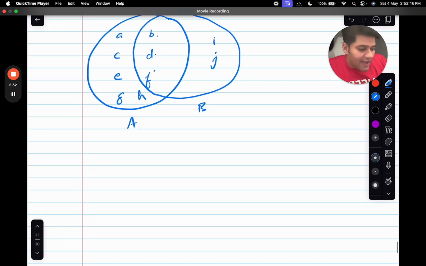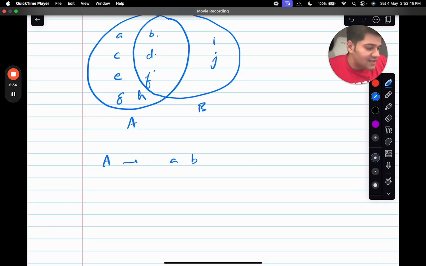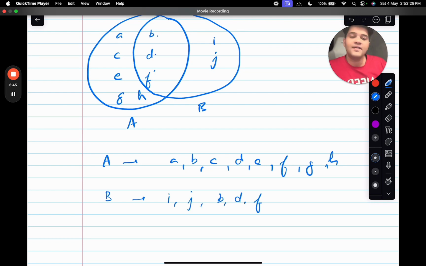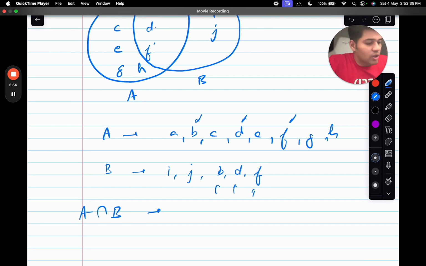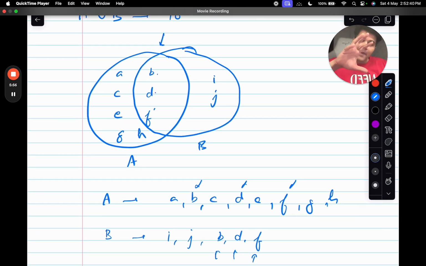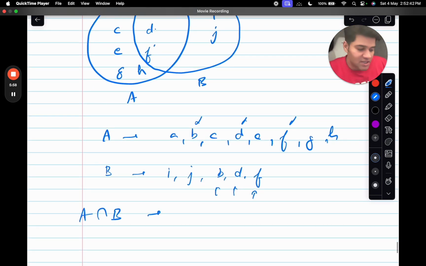Now set A is actually A, B, C, D, E, F, G, H. 8 people in set A. And B has I, J, B, D, F. A intersection B is the people who are in both the sets. So if you see, BDF is here as well as here, and you can also see that from the Venn diagram. BDF is a part of both the sets. So that is what is called intersection: people learning both physics and chemistry. So that is BDF. What would a union be?